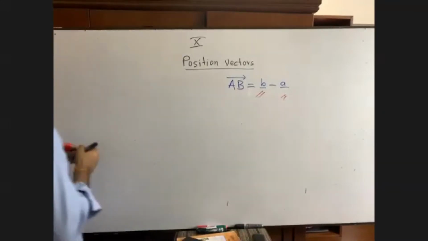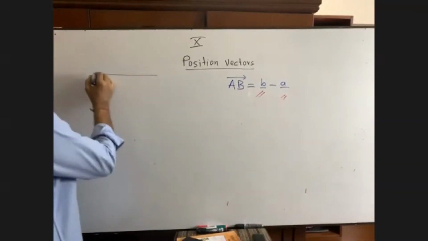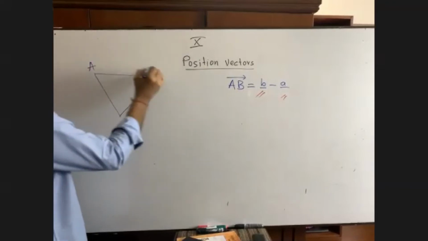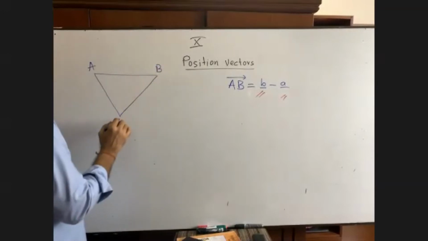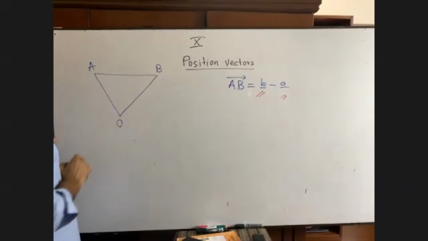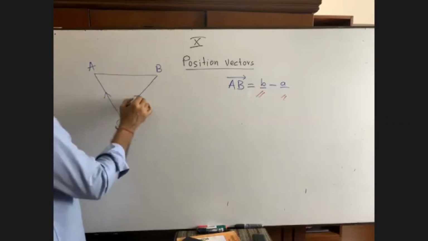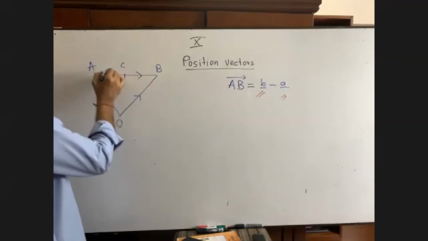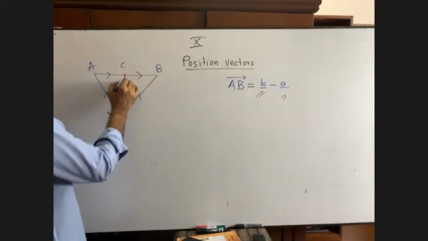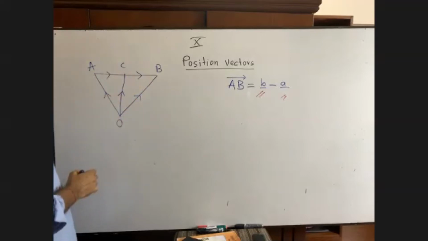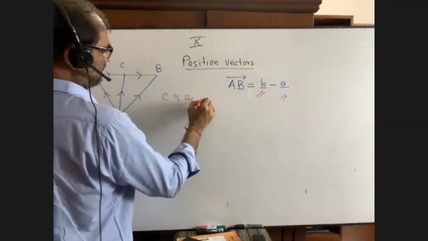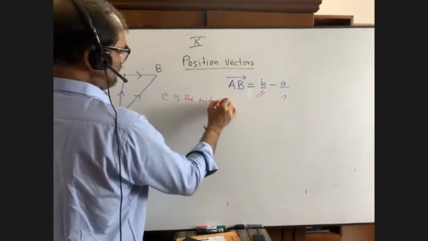Another thing, suppose it is drawn, not a matter. It is A, it is B, and it is C. Sorry, it is O, in this way. Suppose this is the midpoint C. OC has been joined. Can you please let me know what's about OC? C is the midpoint.